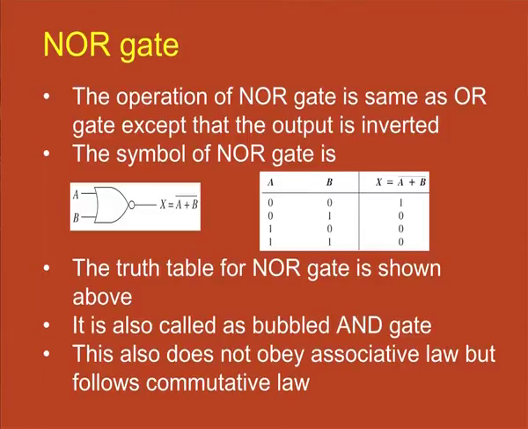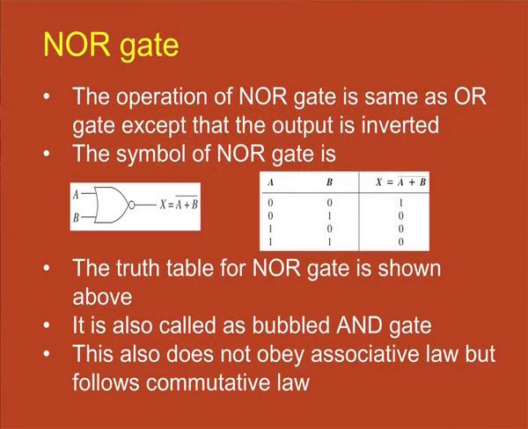And the truth table for the NOR gate is also shown in this slide, where if we observe the output from the NOR gate and compare it with the OR gate output, it is complementary to the OR gate output. So, this NOR gate is also called a bubbled AND gate, because we can create the NOR gate by using an AND gate and the bubble, which represents the NOT gate application. This gate also obeys only the commutative law, but it does not obey the associative law.